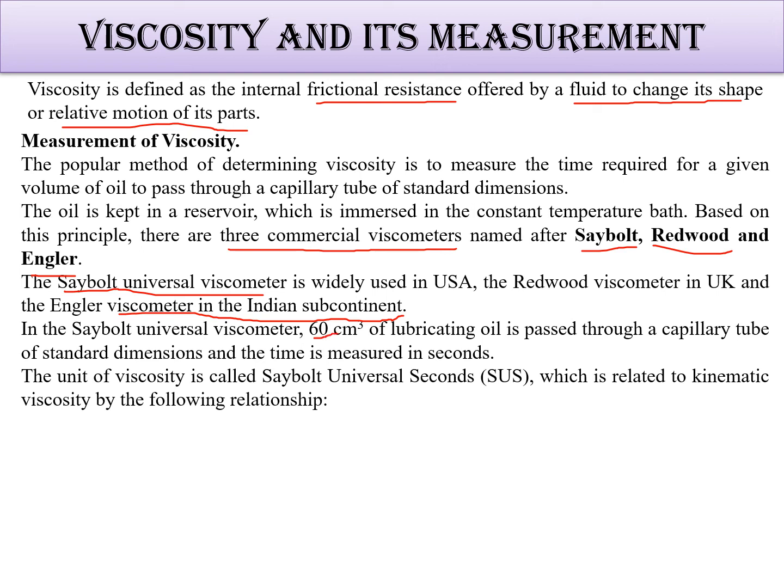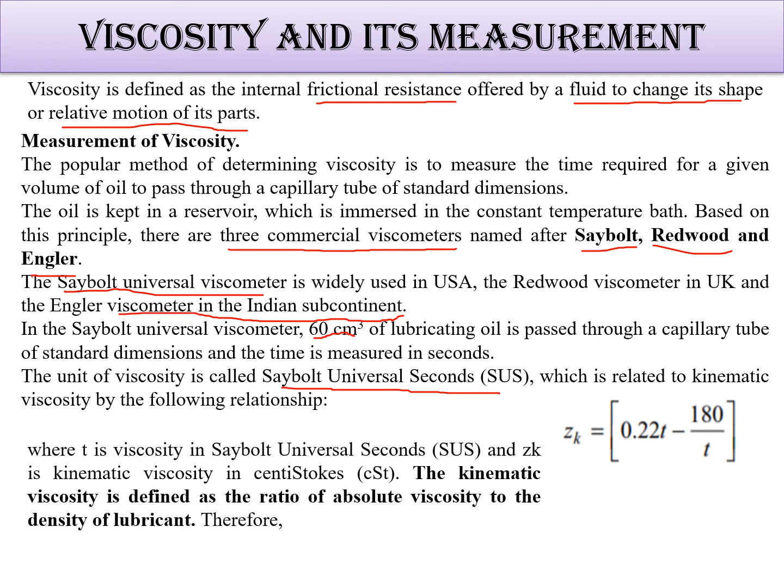Whatever time is taken, based on that Saybolt decided one formula, and this was the formula: Zk = 0.22t - 180/t. T is the time, and Zk is the kinematic viscosity in centistokes, which is the unit. The kinematic viscosity is defined as the ratio of absolute viscosity to the density of lubricant. Therefore, it is denoted by Z upon rho: absolute viscosity over the density of lubricant.